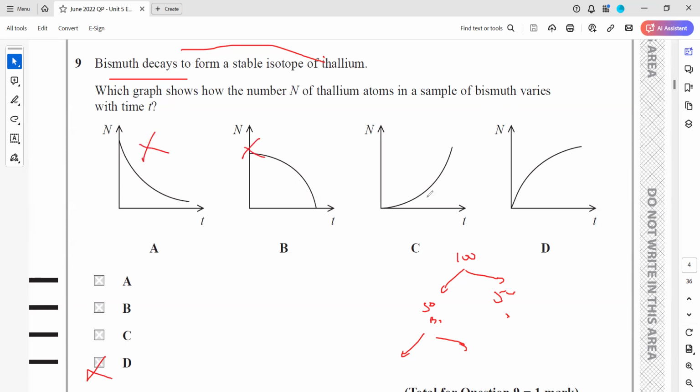We are left with C and D, but C shows the proportion, because this is a time axis. First the change was greater, like first we got 50 in 1 second, then 25, then 75, and then 100. So in the beginning the change in proportion was greater, but later the change in proportion is smaller as fewer particles of bismuth decay.